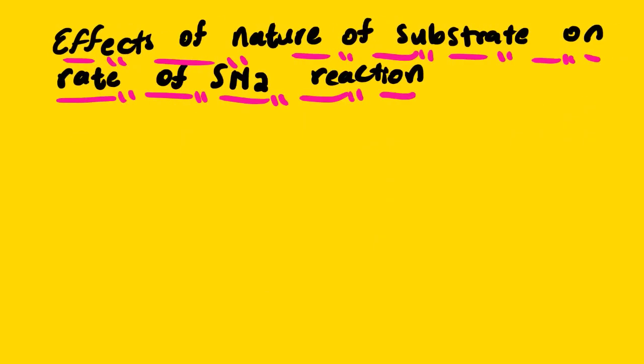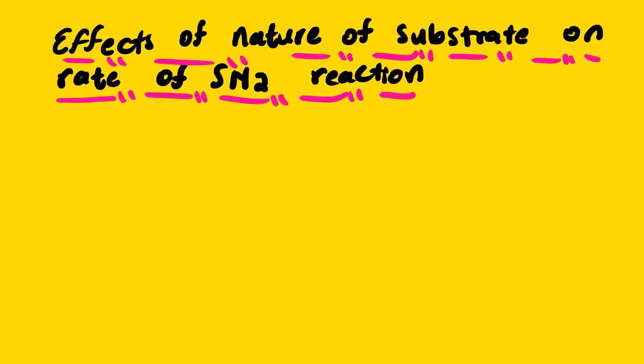Let us look at the effects of the nature of the substrate on the rate of SN2 reaction. There are those questions whereby they will ask you if it will be possible for the SN2 reaction to take place, or which reaction will take place fastest, or the faster reaction that will actually occur. So you should know that the nature of the substrate plays a very significant role when it comes to the SN2 reaction.